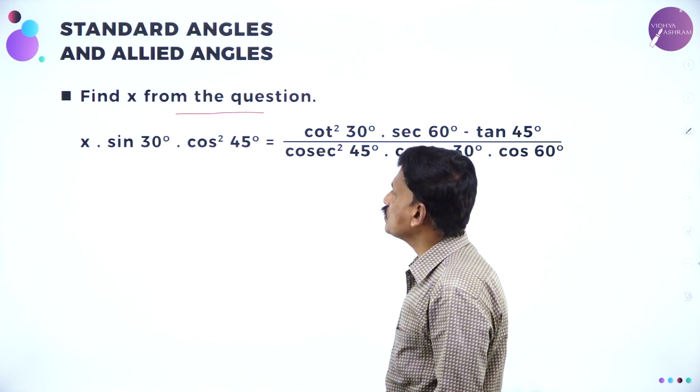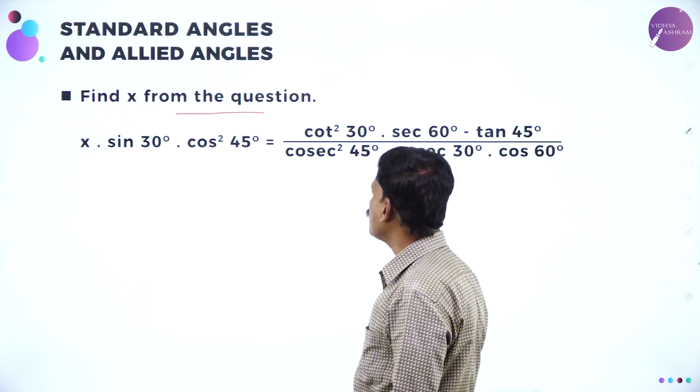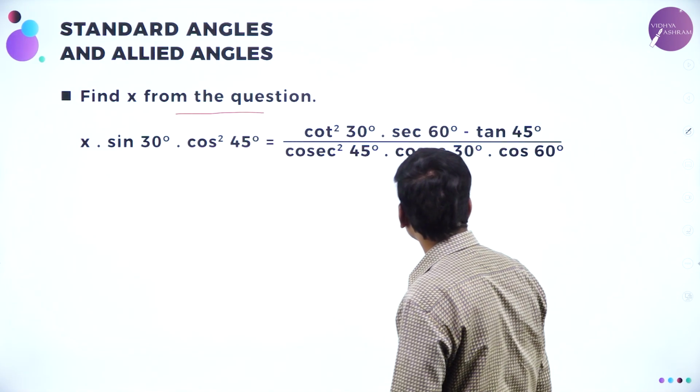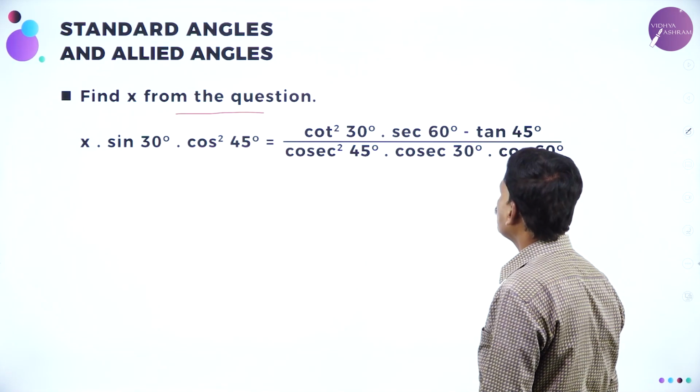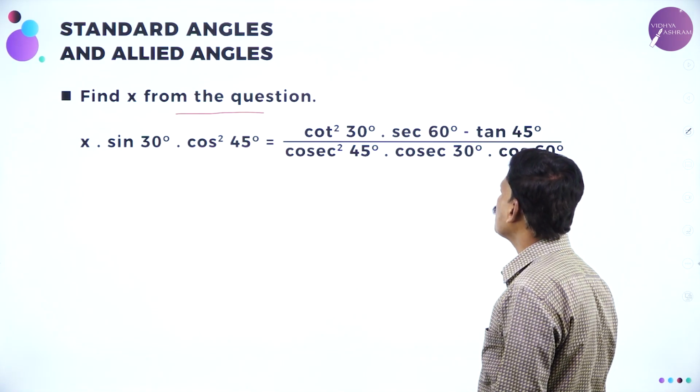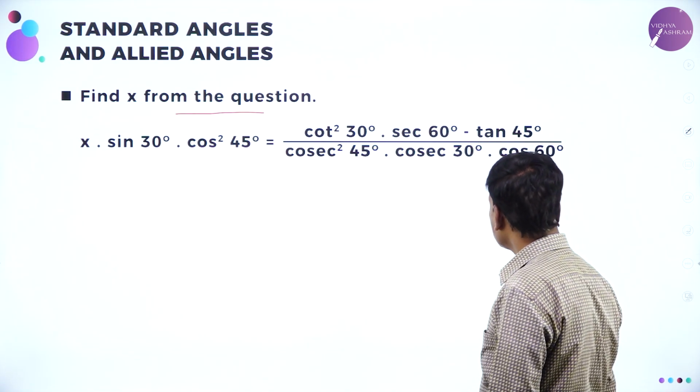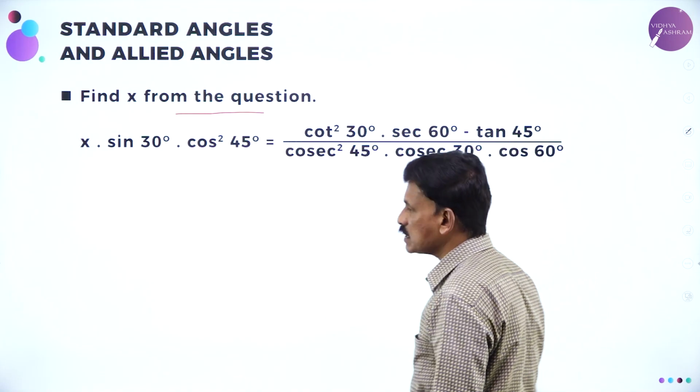What is given? x into sin 30 into cosecant square 45 is equal to cot square 30 secant 60 minus tan 45 divided by cosecant square 45 into cosecant 30 into cot 60 degrees.